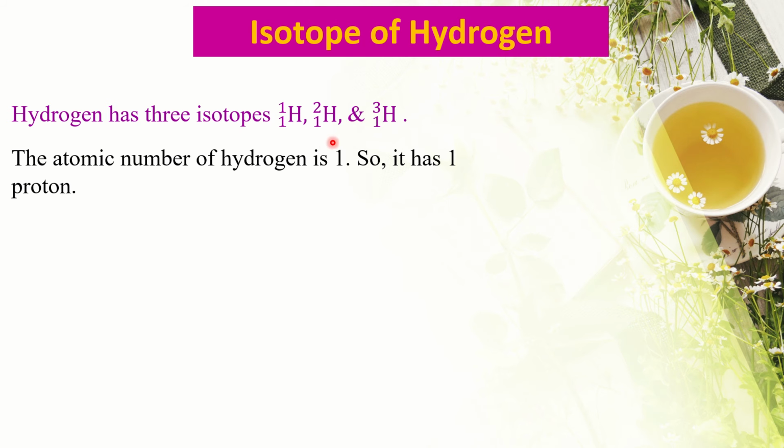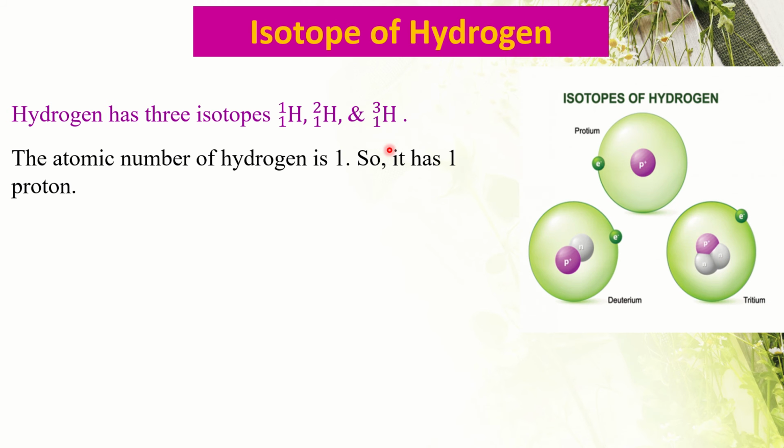But dear students, if we collect 1 lakh hydrogen atoms, then we will get 99,995 hydrogen atoms which have mass number 1. But 5 of them have mass number 2. But the hydrogen with mass number 3 is very rare, and if we collect more hydrogen atoms, then we can get only one of this type.